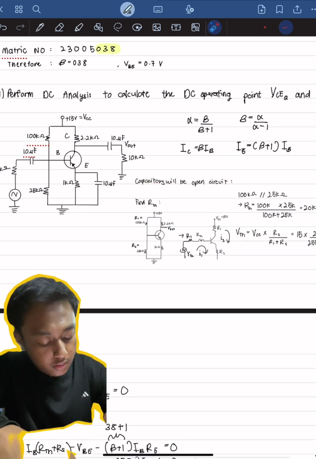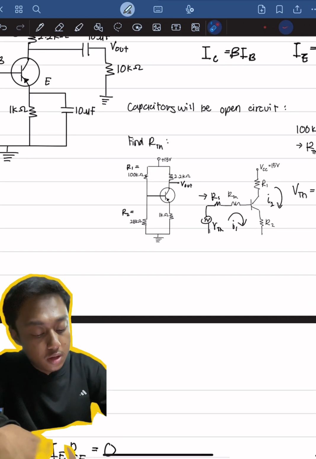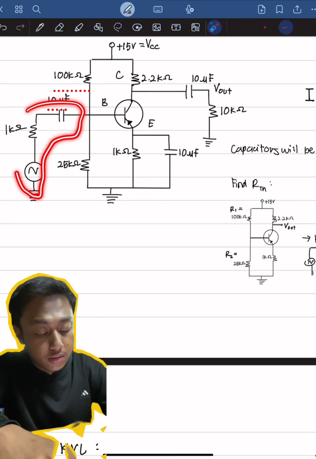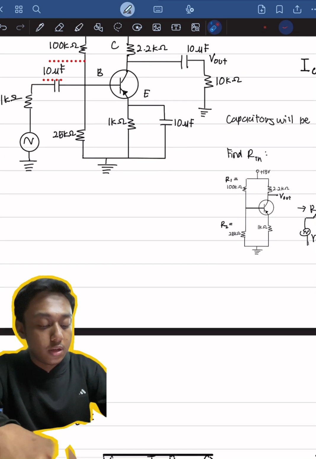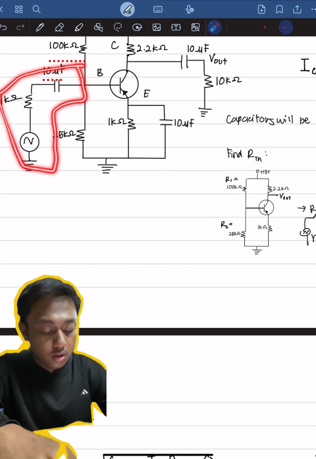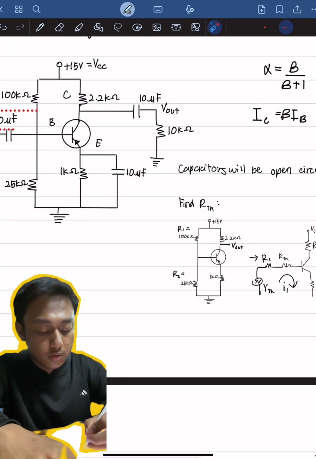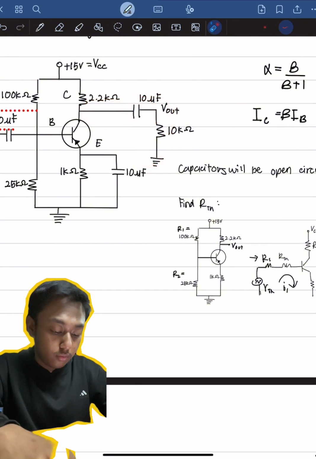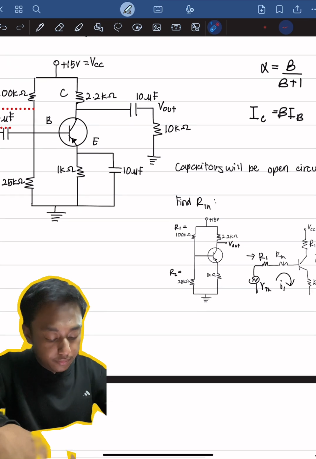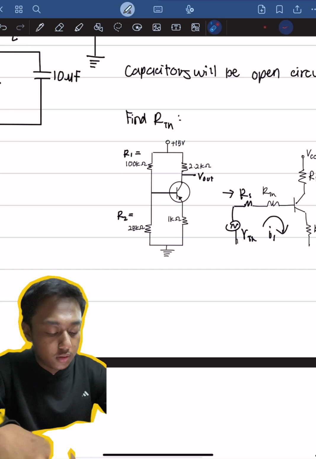So this is the simplified version of the original circuit. Since here we got a capacitor, it will then be an open circuit. So this part of the circuit will be eliminated and 1 kilo ohm will be ignored. Also at this part of the circuit, since we do have a capacitor here, it will also be open circuit and it will also be eliminated as well. So to find the RTH, we only have to reconsider these two resistors, which is the R1 and also R2.